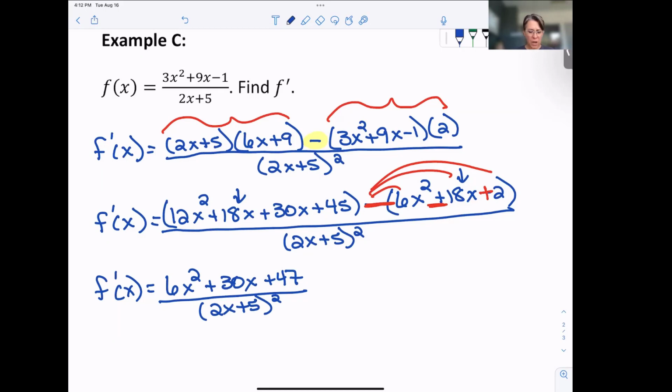And at first I thought the top might have a GCF, but 6 goes into 30, but it doesn't go into 47. All right, and we could try to factor the top, but even if we multiplied 6 times 47, they're both positive. There's no factors there that are going to add up to a 30. I mean, 47 is larger than 30, and so they're just going to keep getting bigger. So that's as simple as we got.